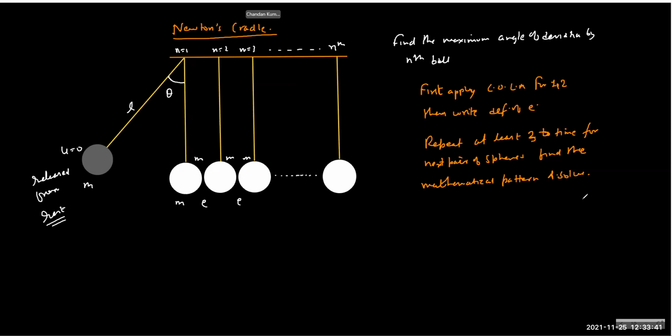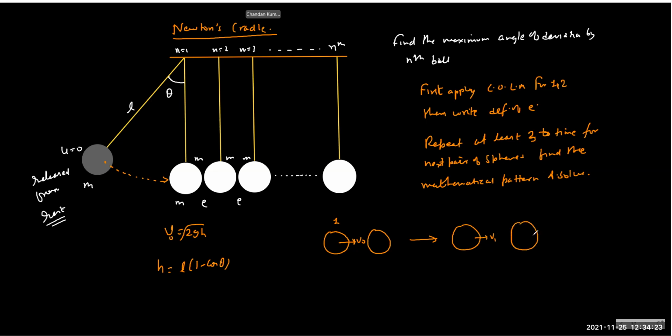So anyone getting the answer? No. So first of all, if you release from rest, what is the speed with which it will hit the second ball? So V is equal to root 2gh. And what is h here? L minus L cos theta. Okay. So now this is V naught. So when V naught hits ball 2, ball 1 has V naught, ball 2 is at rest. And after collision, ball 1 will have some value that's called V1, and ball 2 will have some value that's called V2.